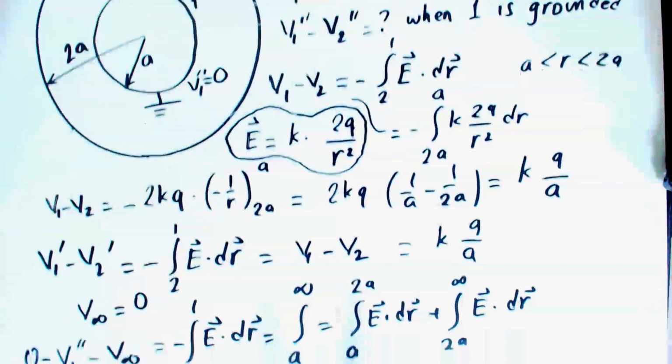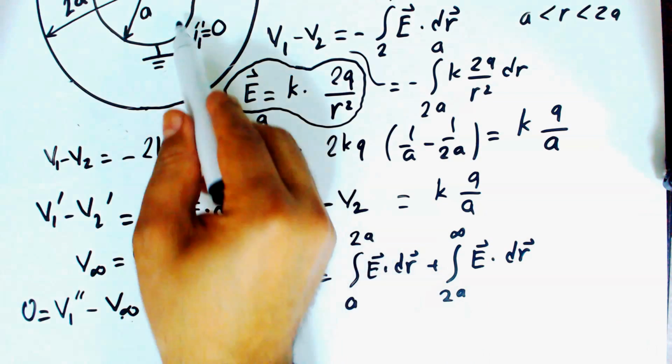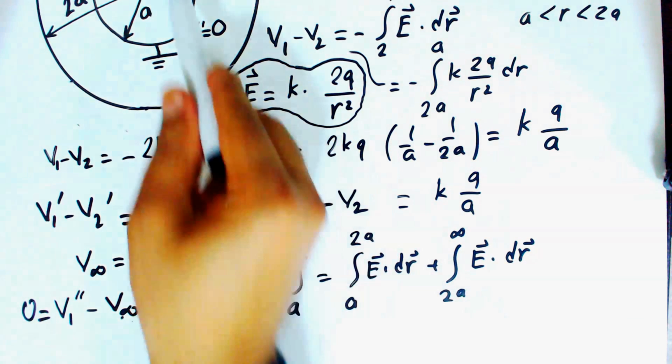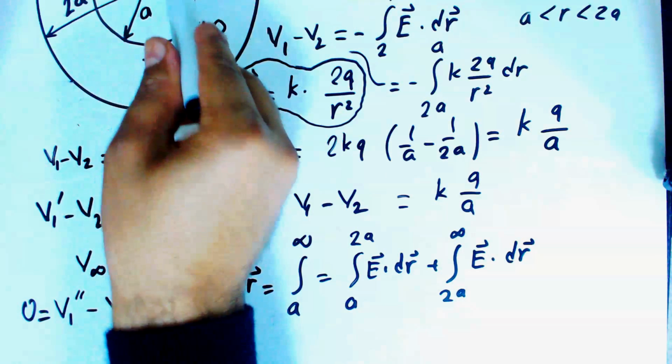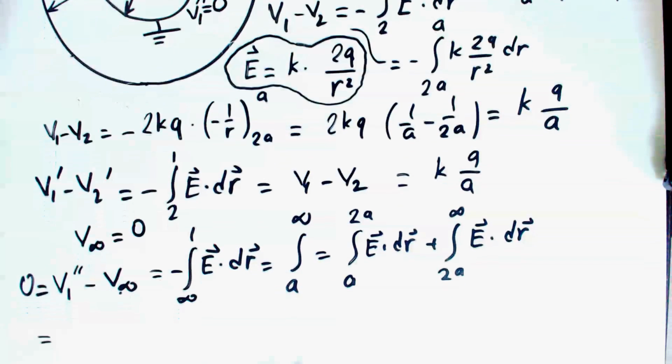So let's see. What is the electric field in the region between the inner shell and the outer shell? It's nothing but KQ prime divided by r squared. So this electric field over here, I will just continue in the second line.